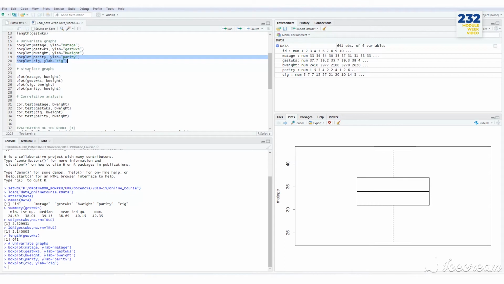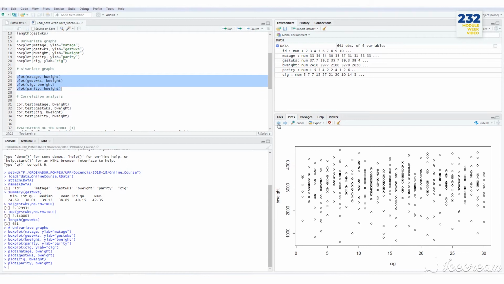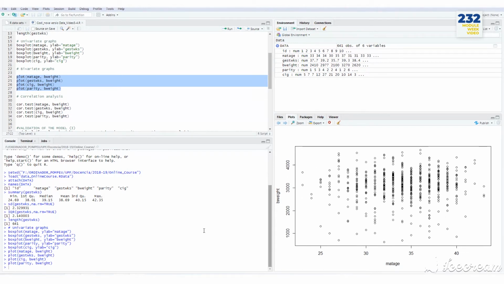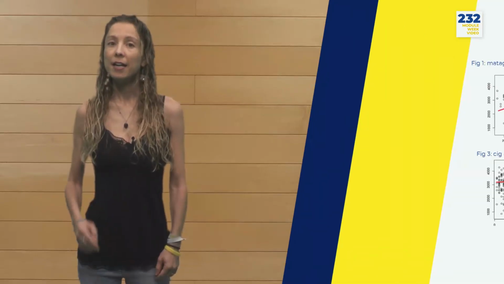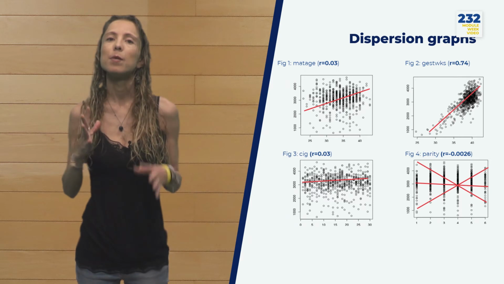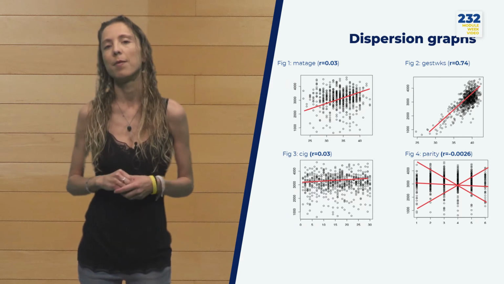Within the parentheses, the first variable will be represented on the horizontal axis and the second variable on the vertical axis. The dependent variable is always represented on the vertical axis, so let's write it in second place. In a visual way, we can say that only figure 2 indicates a positive linear relationship between the gestational age and the dependent variable.